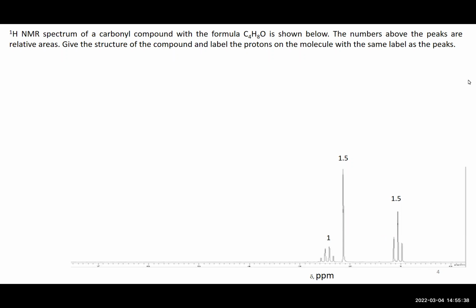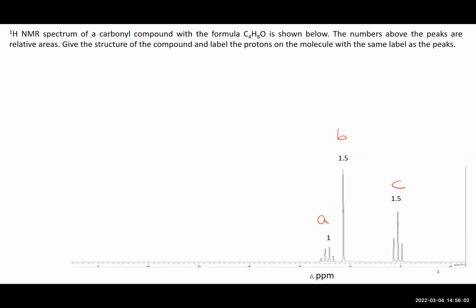So the 1H NMR spectrum of a carbonyl compound with the formula C4H8O is shown below. The numbers above the peaks are relative areas. Give the structure of the compound and label the protons in the molecule with the same label as the peaks. So I see 3 peaks here. I better give them a letter A, B, and C.